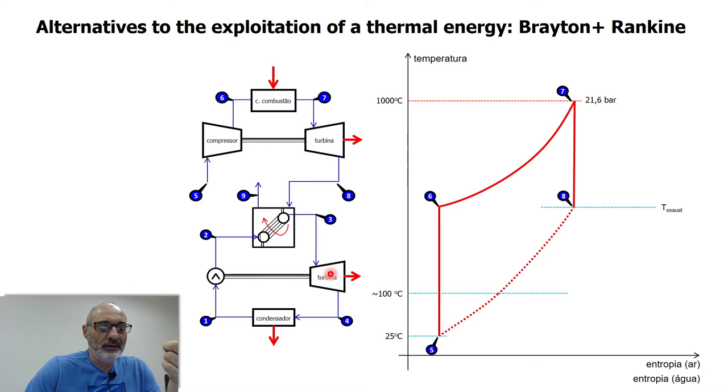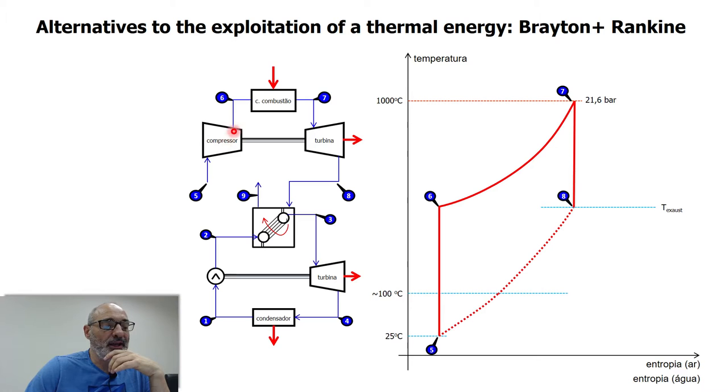Then the steam is expanded in the turbine. So here in four, you have low pressure and some temperature, liquid water with some temperature around 100 degrees. The remaining heat is rejected in a condenser, okay? And the source of heat for transforming liquid water to steam comes from the exhaust gas. So it's the same.